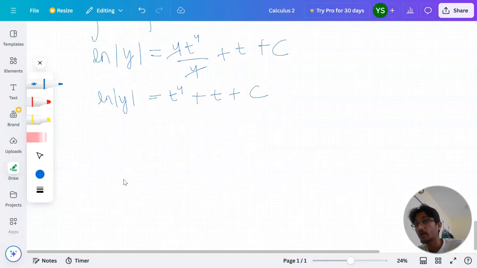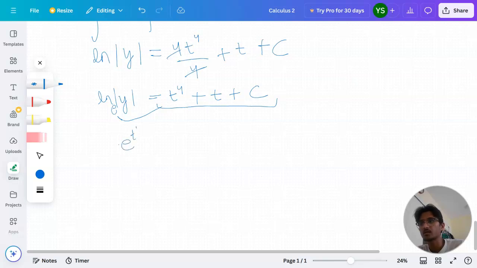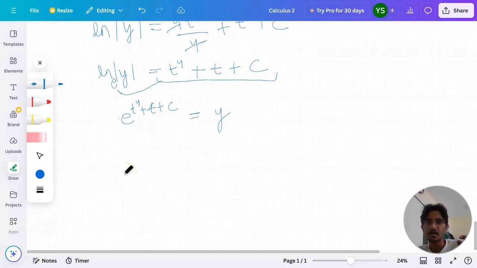Now we've got to get the y to one side. So what we do is we remember a small tweak over here. Remember, it's not just ln y, it's ln with base e. So I'm going to use a small tweak: we're going to do e to this exponent equals y. So e to the t to the 4th plus t plus c is going to be equal to y. So that's how we kind of unwrap it.